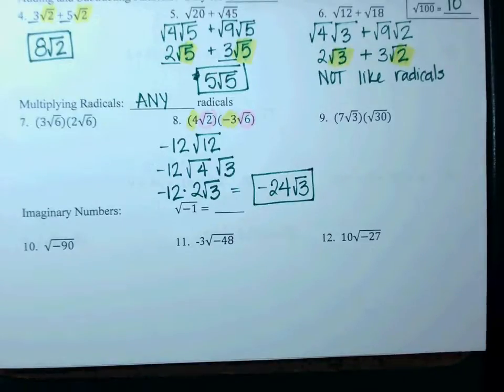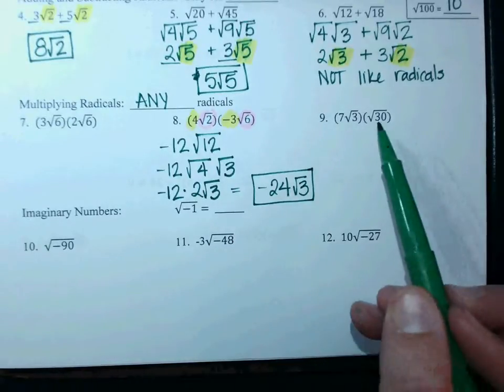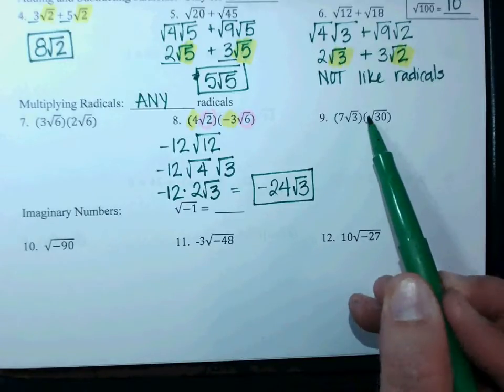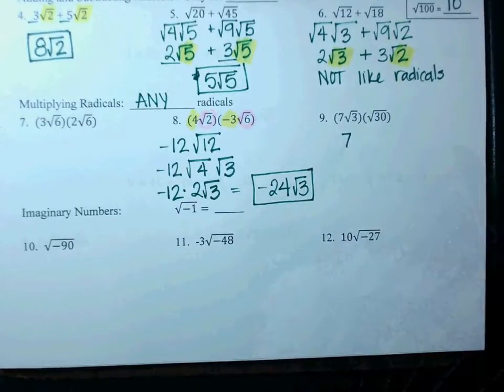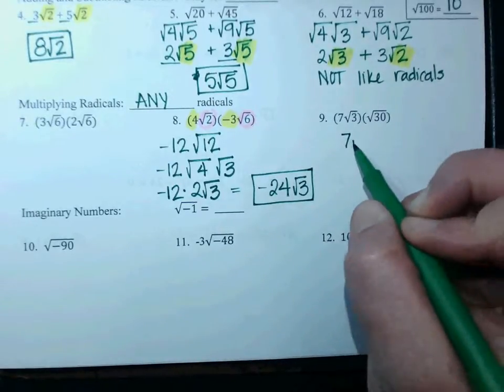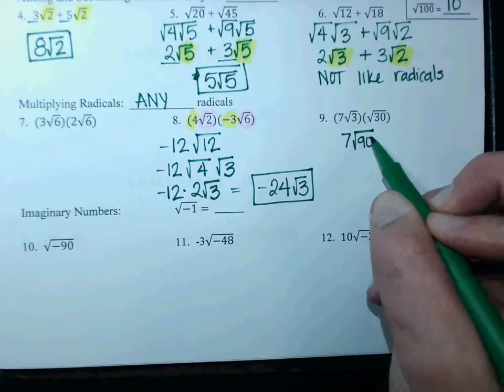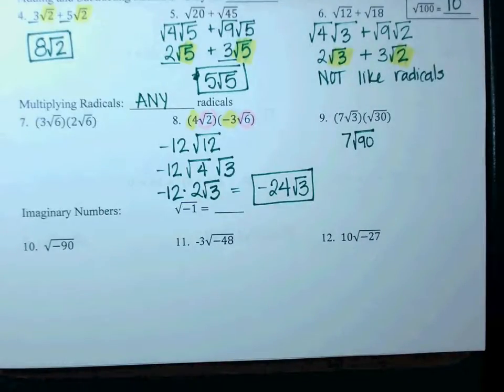Okay, multiply the numbers on the outside. If there's not a number here, it counts as a 1. So what's 7 times 1 on the outside? 7. What is the number on the inside going to be? 3 times 30? 90. Okay, good. From there, 90, what can it divide by off the list?